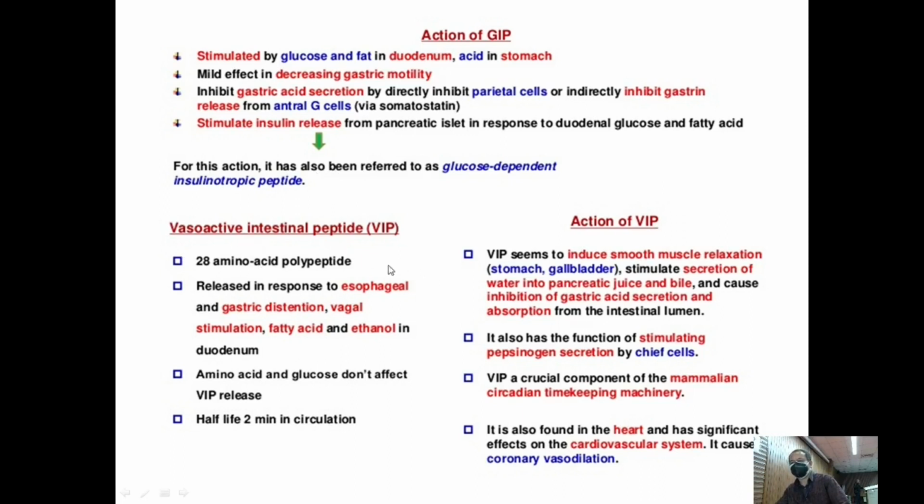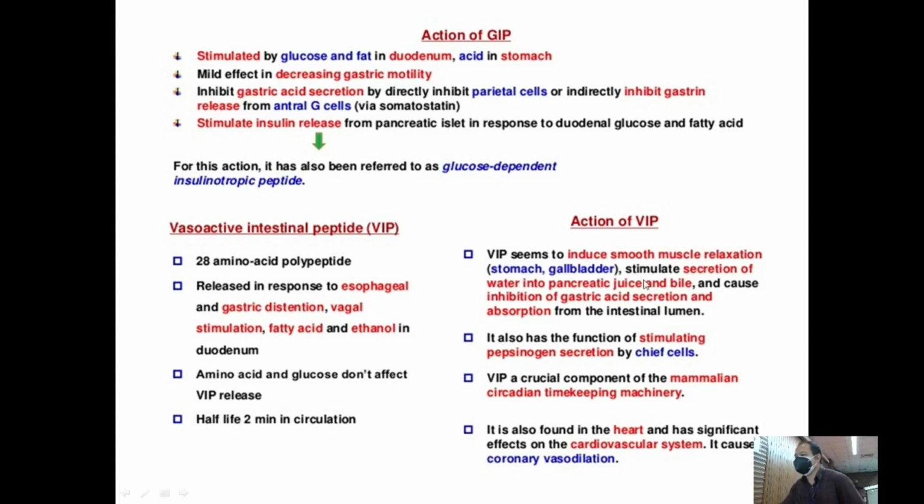Now you have another hormone which is called vasoactive intestinal peptide. This is again only one form. It is a 20 amino acid polypeptide. It is released in response to esophageal and gastric distension, vagal stimulation, fatty acid, and ethanol, that means alcohol, in the duodenum. Amino acid and glucose don't affect VIP release. The action of VIP is that it induces smooth muscle relaxation, that means relaxation of the stomach and the gallbladder.